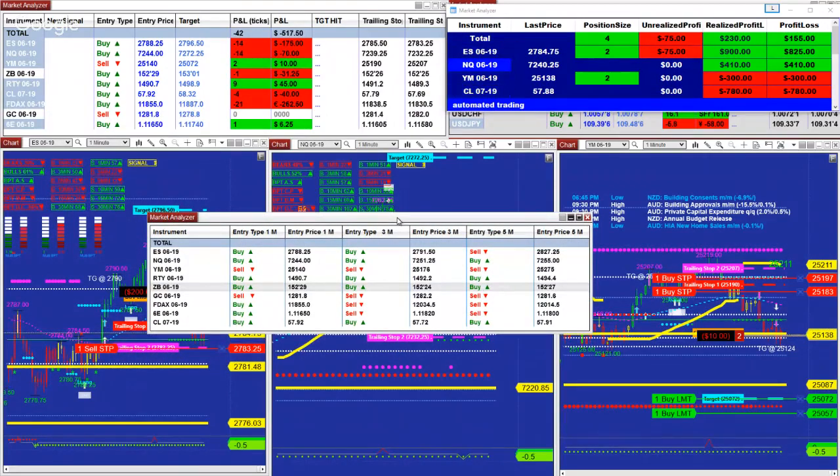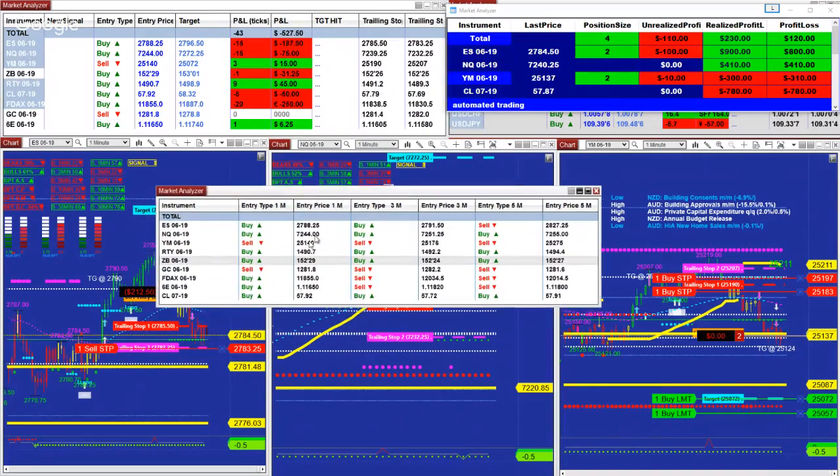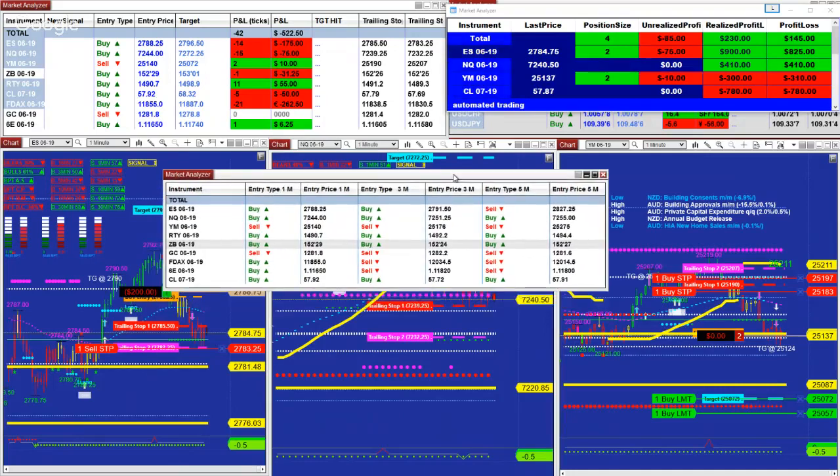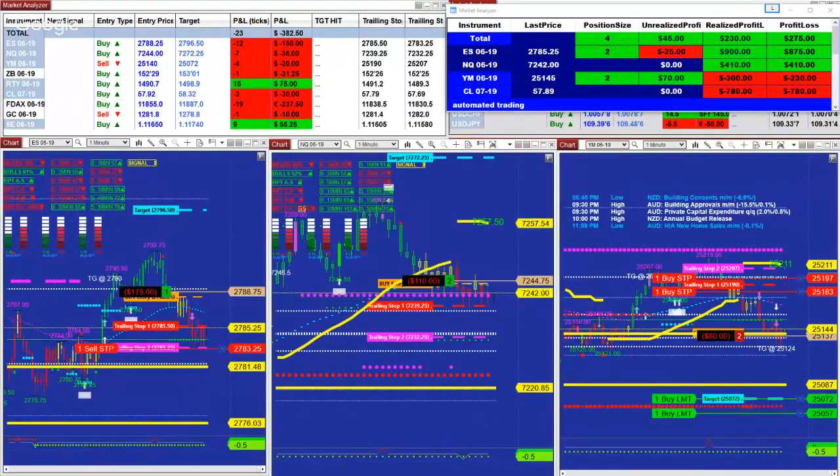Before anyone, I'm keeping my eye on this new market analyzer. As you see, we have a very strong Nasdaq. The YM lost the momentum, and let's see what will happen.